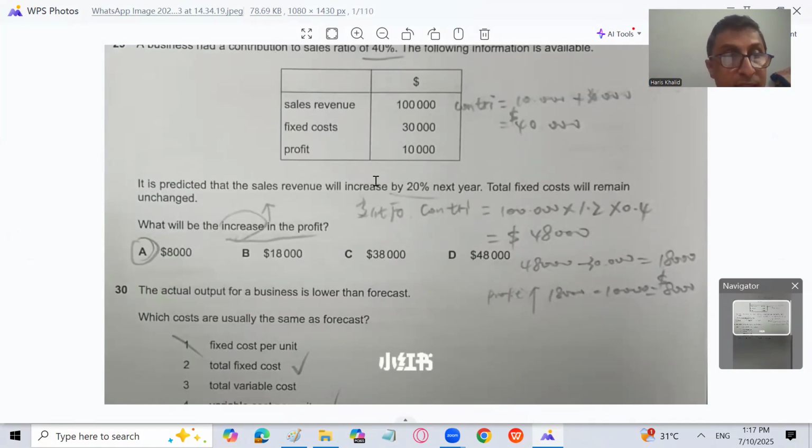So let's do that. Sales revenue will increase by 20% next year. It means the sales revenue will now be how much? 20% of 1 lakh, so it is going to be 120,000. Sales revenue will be 120,000 because it is increased by 20,000. Total fixed cost will remain unchanged, so there is not going to be any change in the fixed cost. That will remain the same, right? What will be the increase in profit?